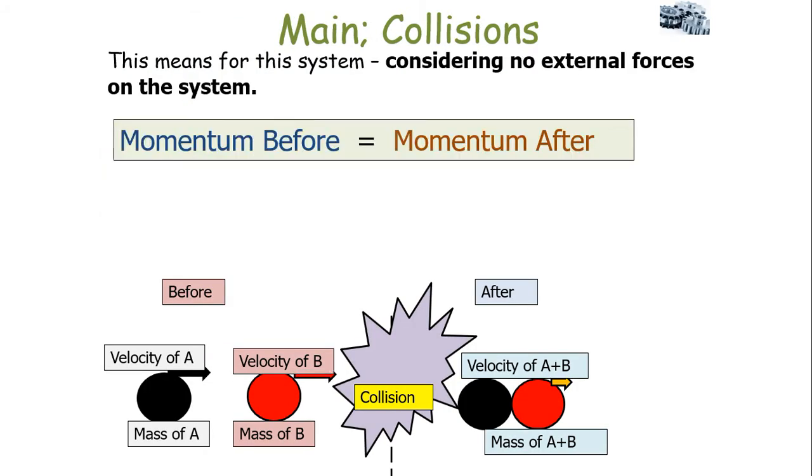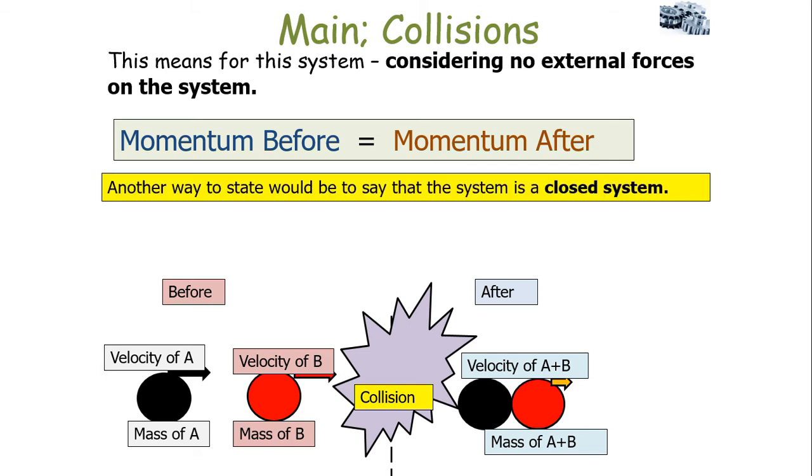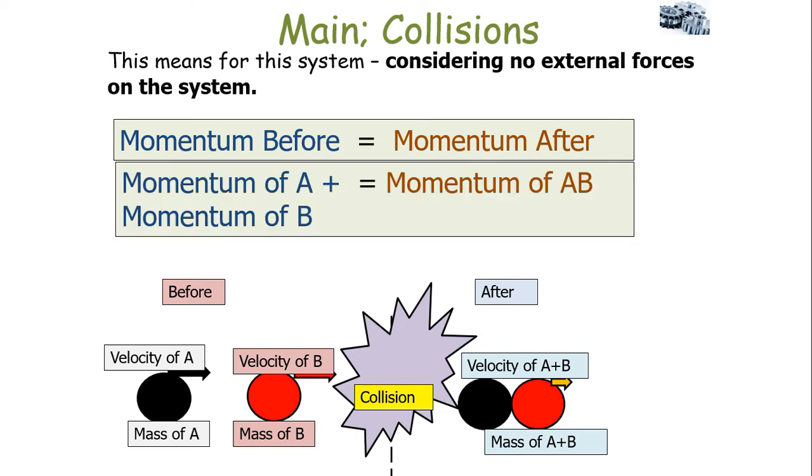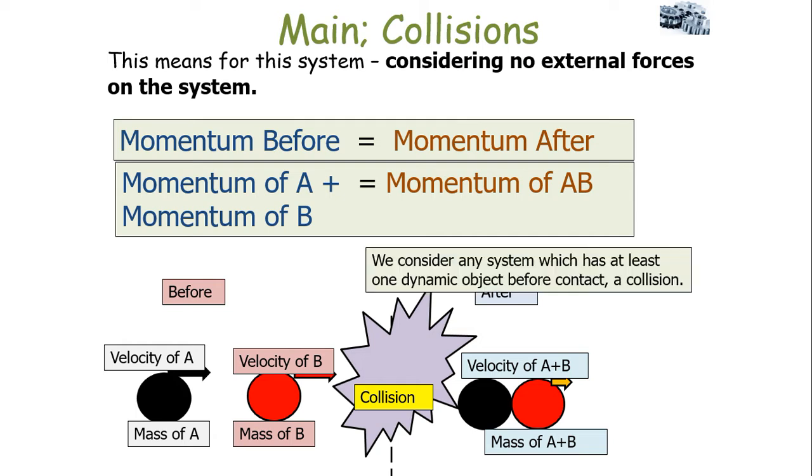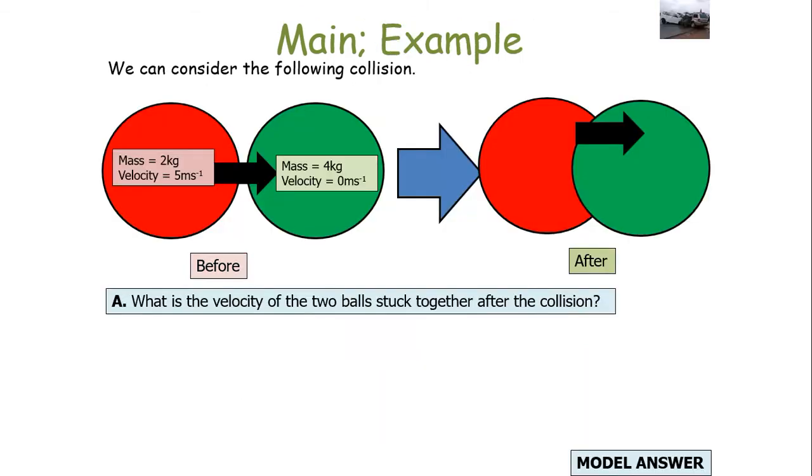So momentum before equals momentum after, and there's no external forces acting on the system, or the system is a closed system. So momentum of A plus momentum of B equals momentum AB in this particular example. Now we can consider any system which has at least one dynamic object before contact a collision. So an example question would be the following.